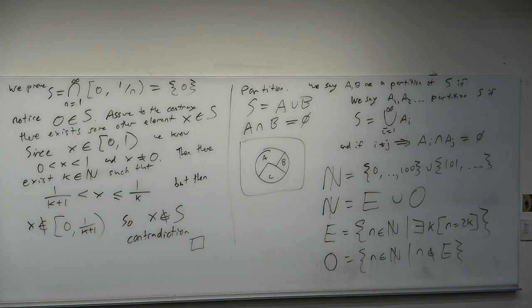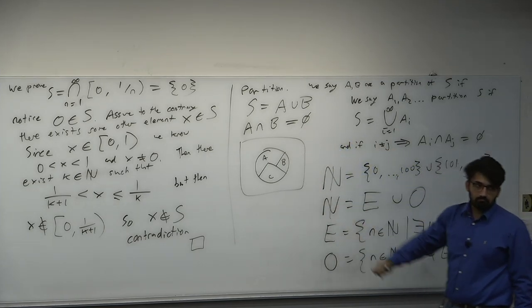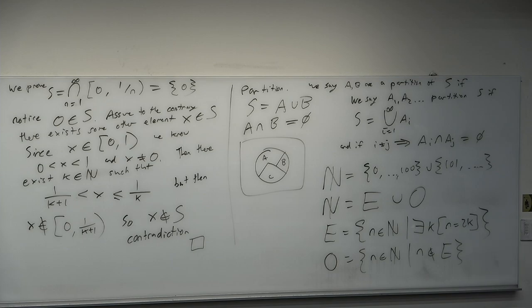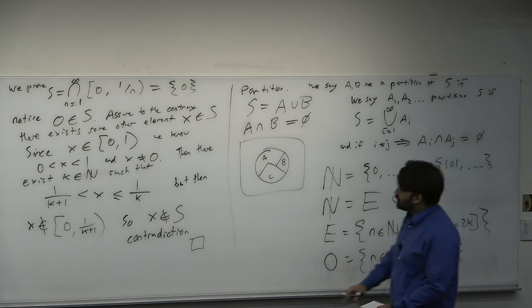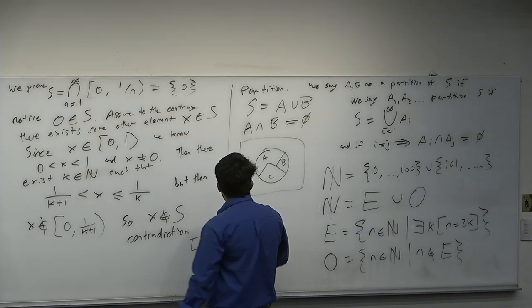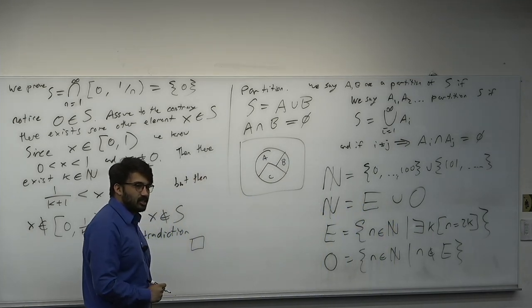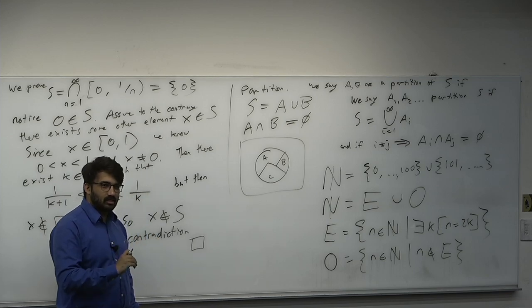Now, why is this a partition? Every number in the natural numbers is either even or it's odd. It's not neither, so it does cover the whole set. And no number is both even and odd simultaneously. So they are pairwise disjoint. We get this property as well. It's a partition. You can, in fact, do all kinds of weird things with partitions. You can even partition an infinite set into finite sets, infinitely many pieces, each of them finite.